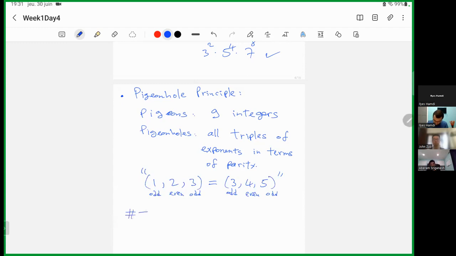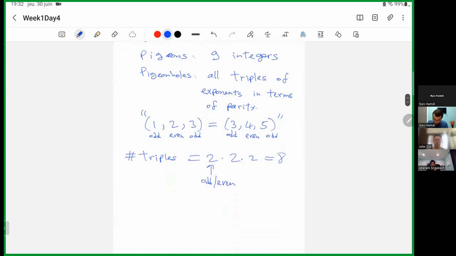Why 8? Because the number of triples is equal to 2 times 2 times 2, which is 8. Why? Because these are the 2 cases I have for the first exponent. It could be either even or odd, and the same for the others. So 9 integers and 8 different possible triples. So 2 of them have to be the same. 2 integers have to have the same triple in terms of parity of exponents.